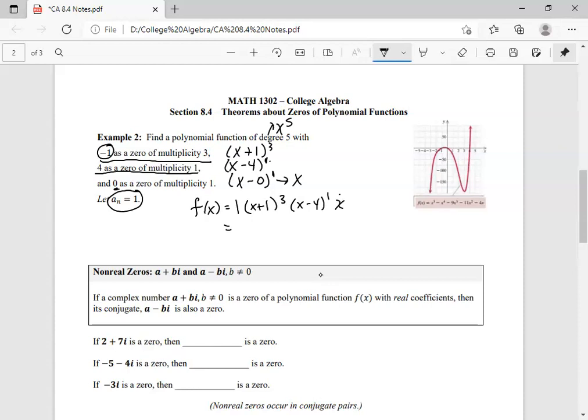And usually, if we were going to write this a little bit, you would usually see the x in the front, and they wouldn't even put the 1. Okay, but those are the same things.